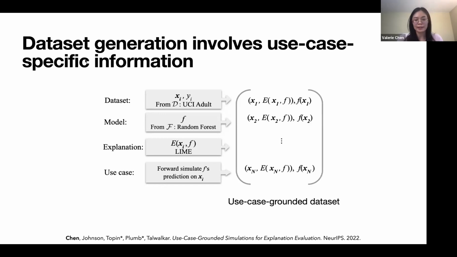And then here we would generate this use case grounded data set where each entry corresponds to the input, which is the information that would be provided to the user, which includes the data point and the explanation on the point, and then the ground truth answer, which is the model's prediction on that data point for this particular use case.